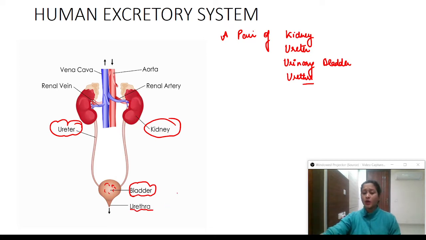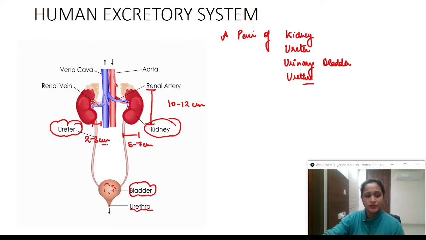Now if we talk about the dimensions of the kidney, the length of the kidney is around 10 to 12 centimeter. The width of the kidney is around 5 to 7 centimeter. And the thickness of the kidney will be around 2 to 3 centimeter. Fine. So these are the dimensions of the kidney.